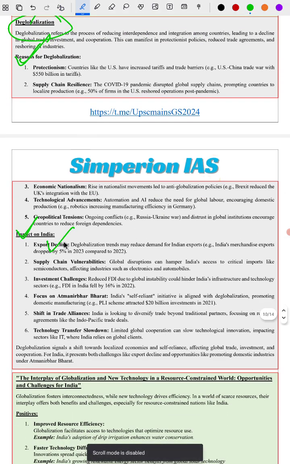That is export decline, supply chain vulnerabilities, investment challenges. We have to focus on Atmanirbhar Bharat. There will be shift in the trade alliances, etc. And technology transfer, cutting edge technology transfer to India will also get slowed down.